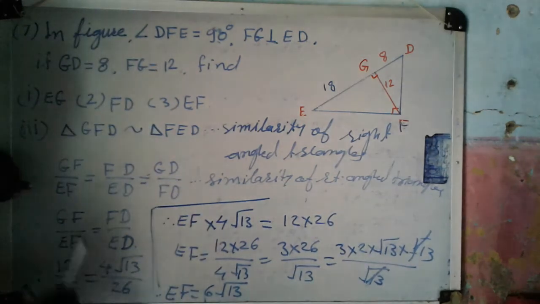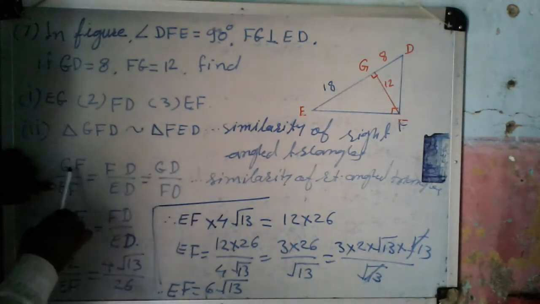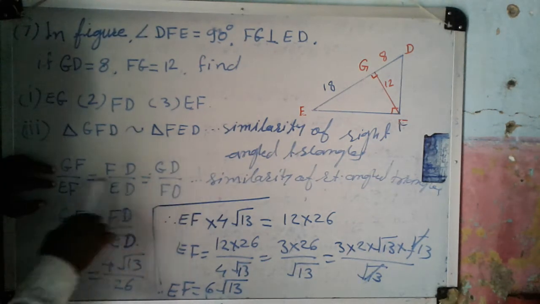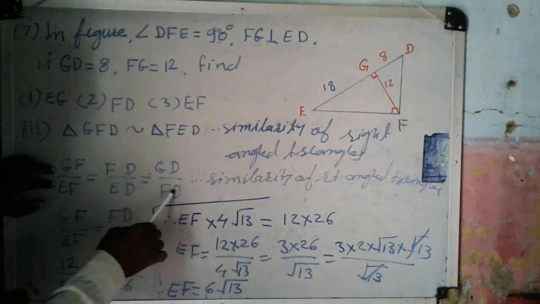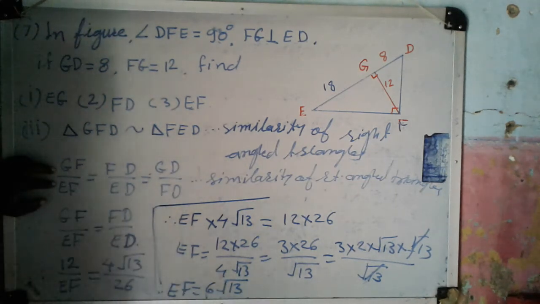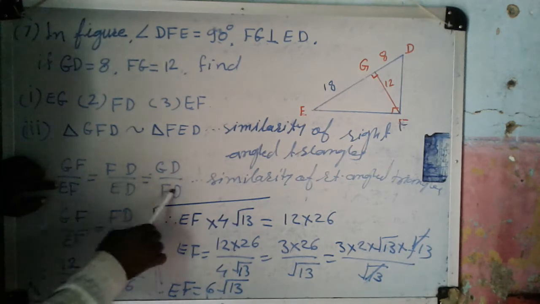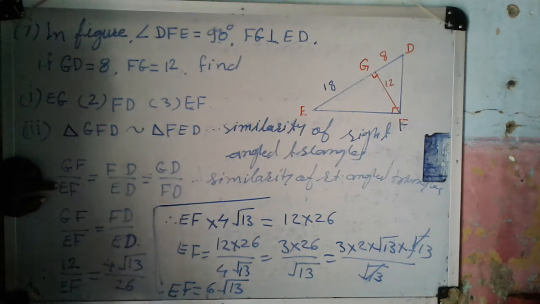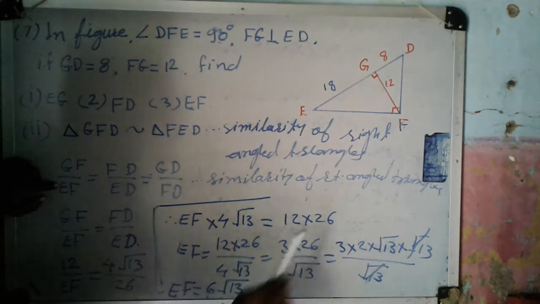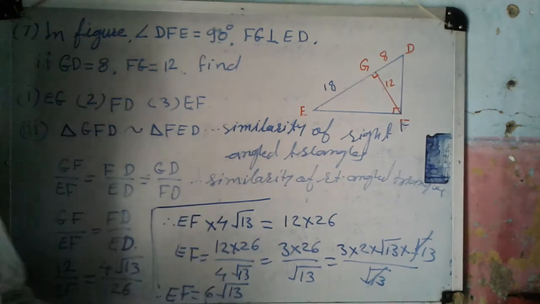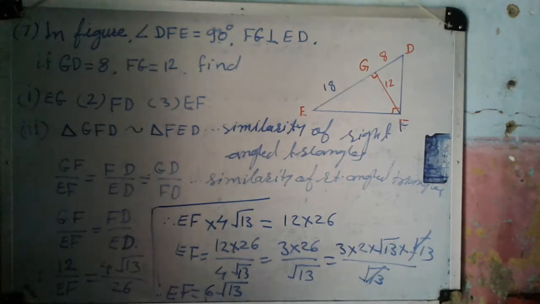Or you may use these two ratios: GF upon EF is equal to GD upon FD. If you use these two ratios, then also you will get this value. If you use these ratios, it will be easier than this, because here there is more calculation. Here you will get less calculation and you can find it easily. Okay. Now we will solve the next example.